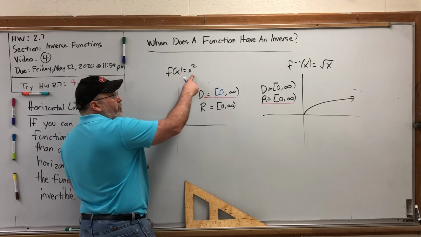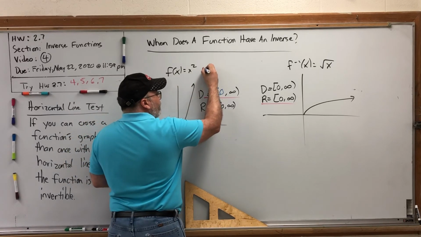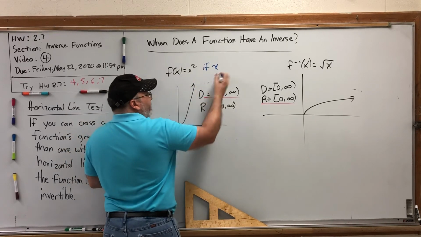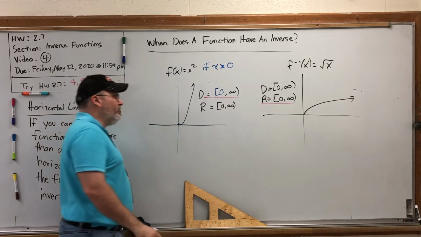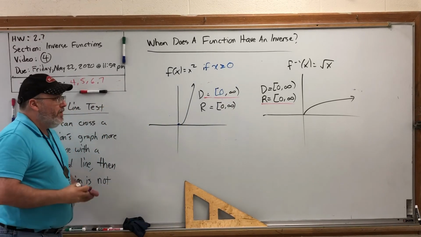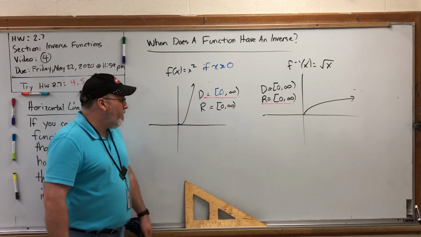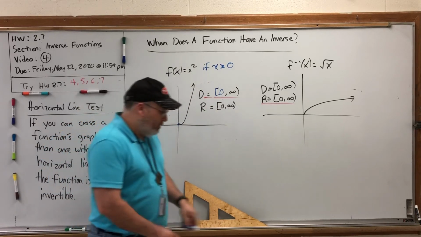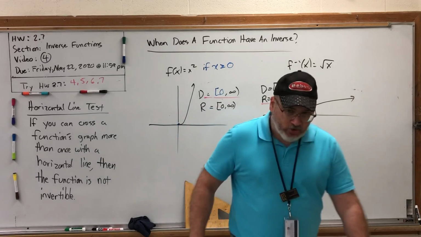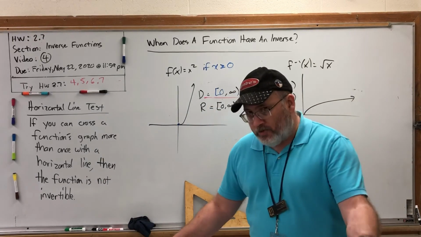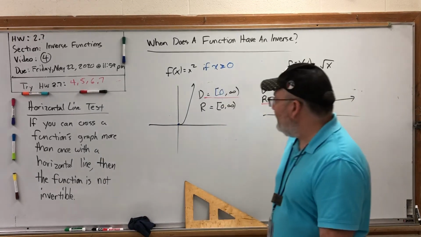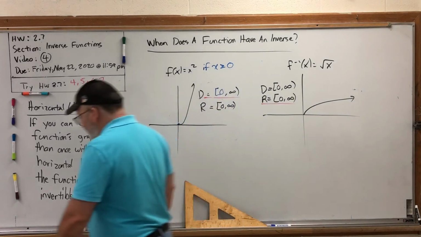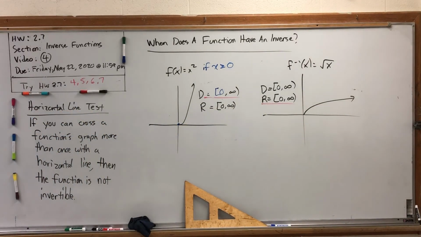So if we impose the restriction that this is the function if x is greater than or equal to 0, that cuts off the left half of the parabola, fixes the mismatch, and now they're inverses. So the moral of the story is squaring and square rooting are inverses as long as you don't dabble with negative numbers. As long as you've got the horizontal line test, you're going to be okay.